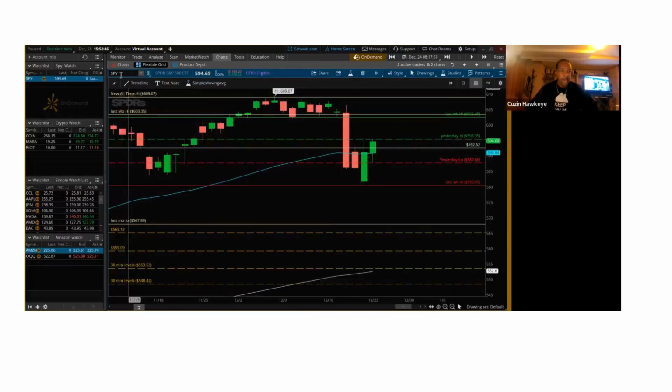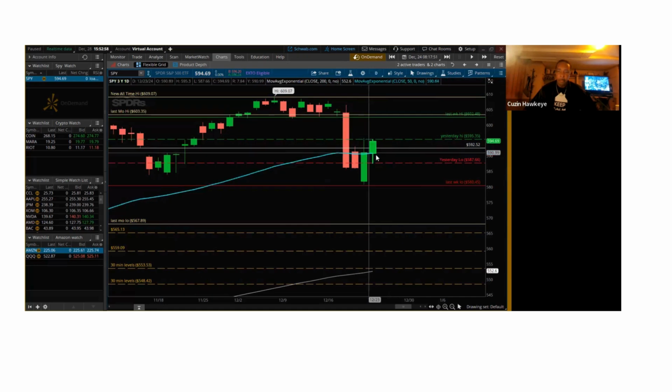Here we have my screen. I always trade the SPY, and in another video, I'll explain why later. But what we're looking at is a daily chart. As you guys can see, this is the daily. What I always do is put a box above and below the last daily candle.